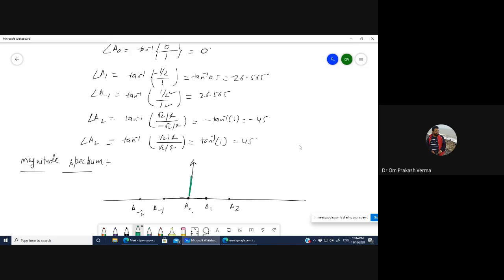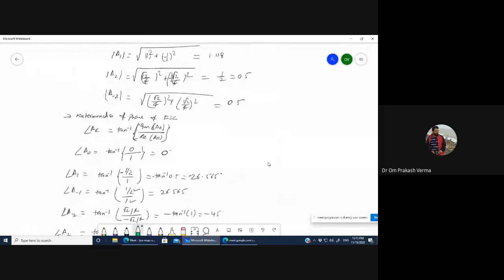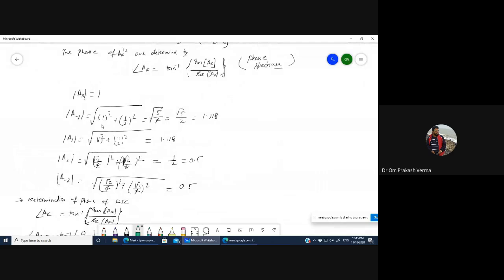A0 is 1, A1 is 1.118, A2 is 0.5. In a similar way, A minus 1 is also 1.118, and A minus 2 is 0.5. You can see from the numeric values as we have calculated here.